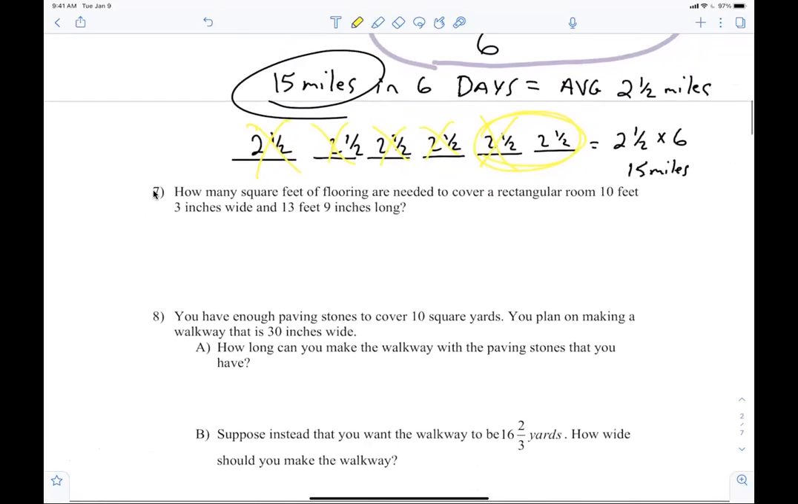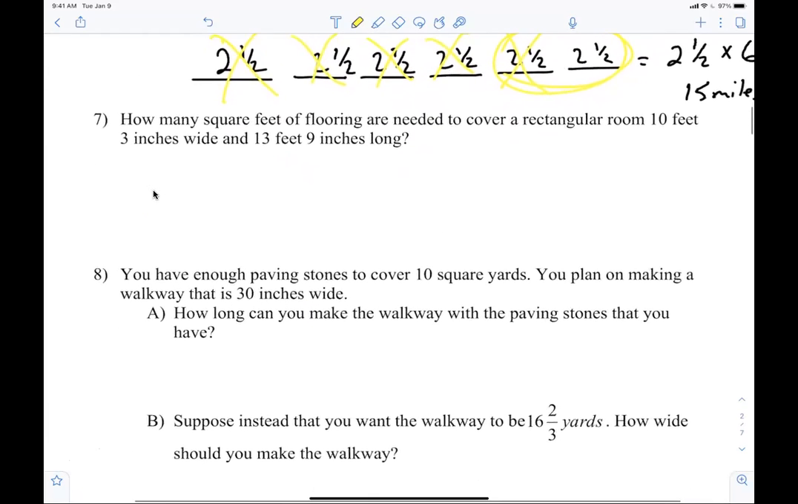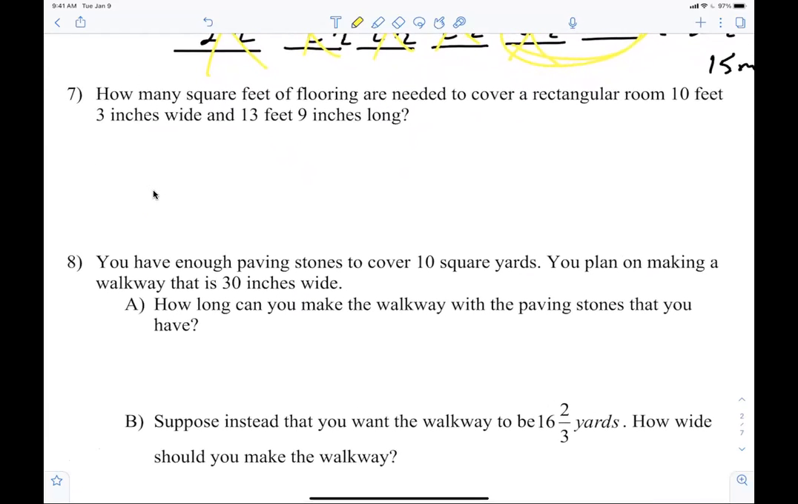Okay, so here we go. Mackenzie, you're up. You get to read 7 for me. Everybody, we're going around the room. Everybody's going to get a shot to do it. All right, read 1 and do 1. Mackenzie, go. How many square feet of floor are needed to cover a rectangle 10 feet 3 inches wide and 13 feet 9 inches long? What's the problem here?